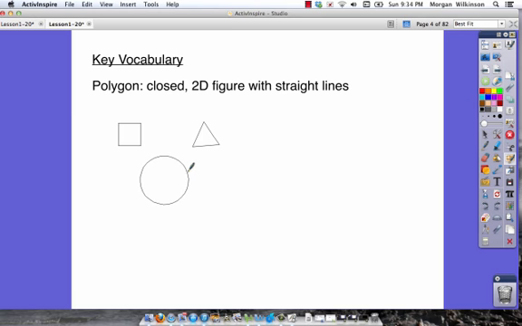Let's go ahead and make a figure that looks like this. Okay, and that went into a circle. A circle is not a polygon. Nope, this is not a polygon because it does not have straight lines. So this one is a good example of something that's closed and two-dimensional, but it's not a polygon because its lines are not straight.